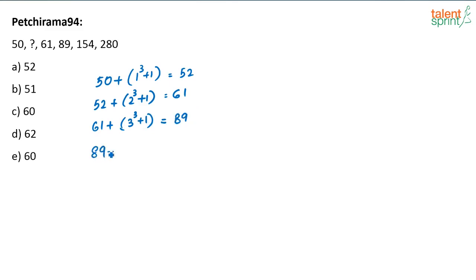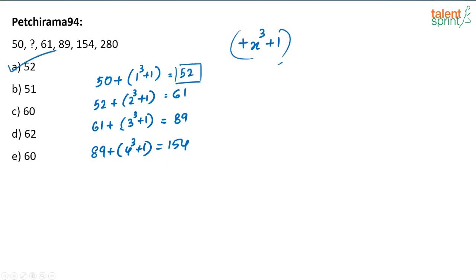So 89 plus 4 cube plus 1, and so on, correct? So the pattern that is being followed here is plus n cube plus 1. Yes. So that's the pattern followed. So what is your missing number here? Missing number here is 52. Option A. Very easy question, right? This is easier at least compared to the previous one.